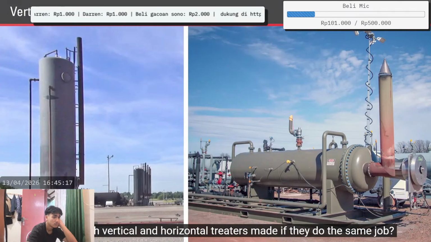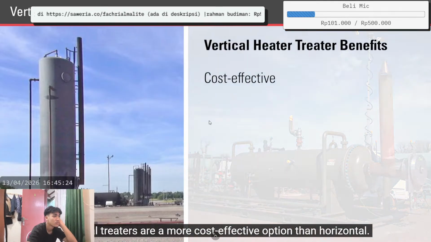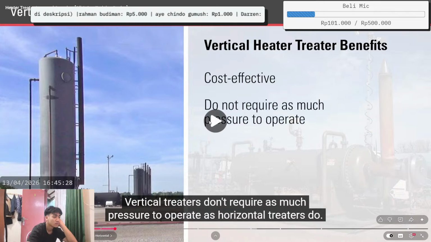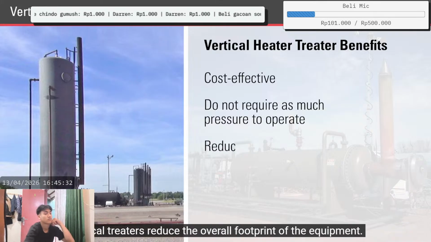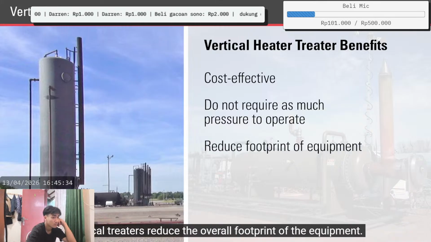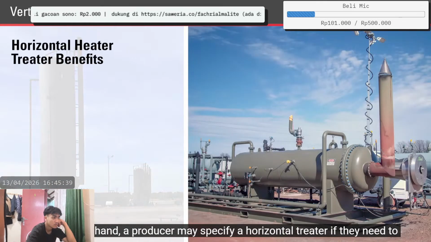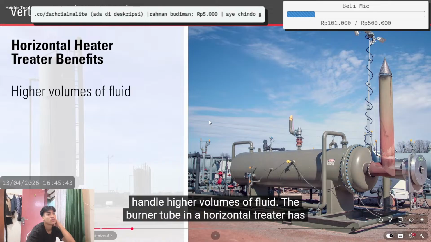Why are both vertical and horizontal treaters made if they do the same job? Vertical treaters are a more cost-effective option than horizontal. Vertical treaters don't require as much pressure to operate as horizontal treaters do. Vertical treaters reduce the overall footprint of the equipment. On the other hand, a producer may specify a horizontal treater if they need to handle higher volumes of fluid.